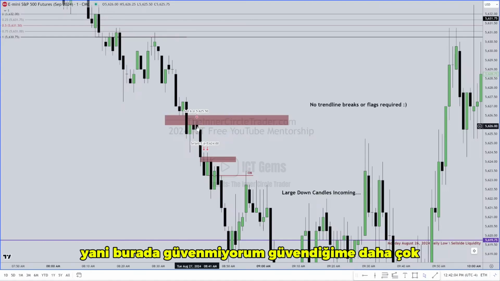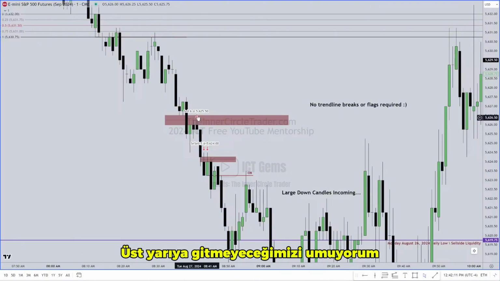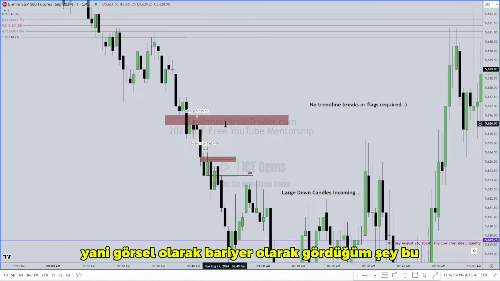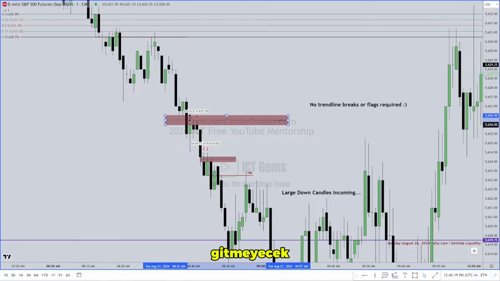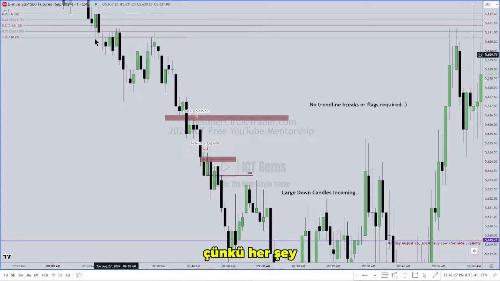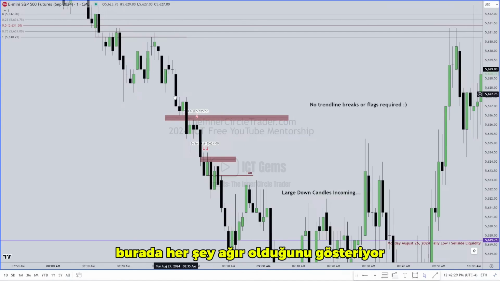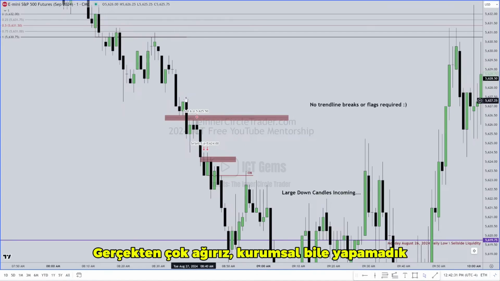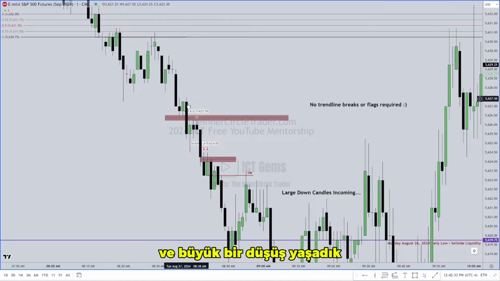So that's here. I do trust that we're not going in the upper half of this range here. So this is what I'm visually seeing as a barrier. It's not going to go up into this portion here. That's my belief. Why? Because everything all through here is indicating that it's heavy. We're real heavy. We couldn't even do institutional order flow entry drill here, and we had this big drop down.